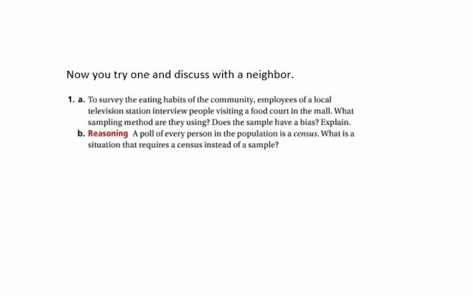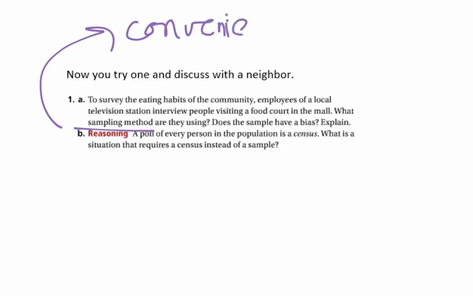Okay, so it says to survey the eating habits of the community, employees of a local television station interview people visiting a food court in the mall. What sampling method are they using? And does the sample have bias? And explain. So the sampling method for this would be convenience. If you did not put convenience, make the correction in your notes. But you should have your answer in your notes there. Because they're just going to park themselves at the food court.